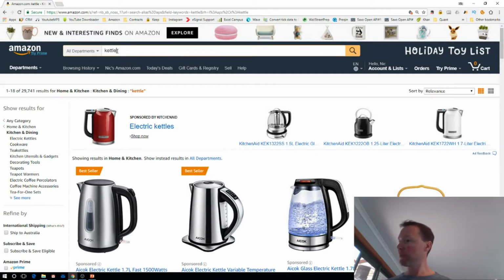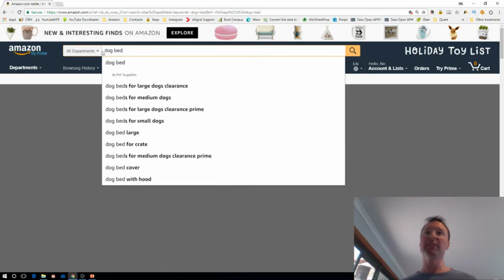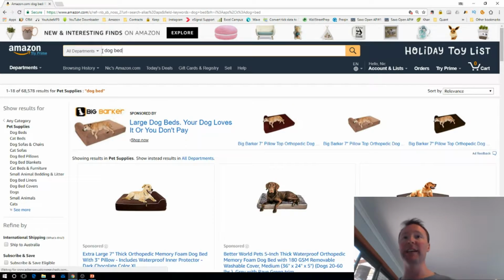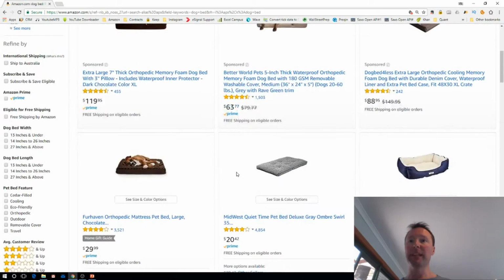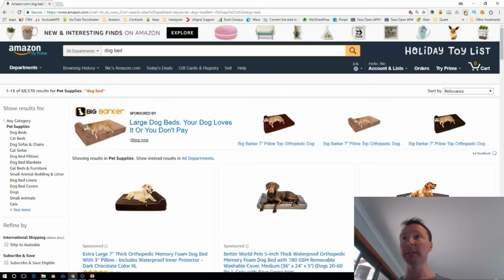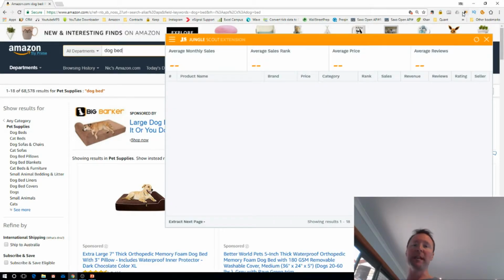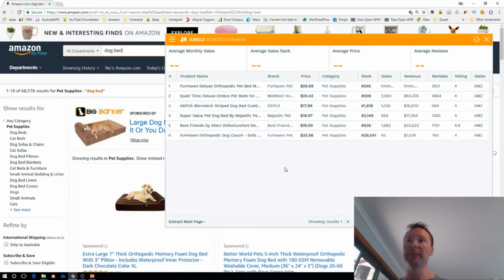So let's search for something else. Let's say dog bed. Lots of people have pets. Pets is a really great category. Here's all our dog beds. Now, some of these dog beds may be a little bit too big for shipping, but we can find all that information out. And let's have a look at this here.